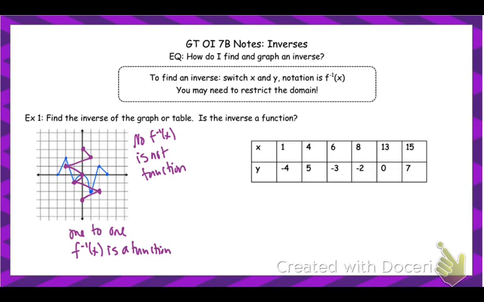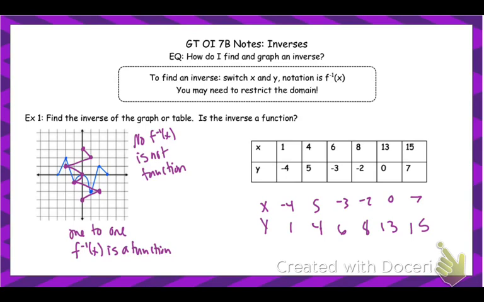All right, let's go ahead and look at a table. To find the inverse, again, same idea. We're just going to switch x and y. So -4, 1, 5, 4, -3, 6, -2, 8, 0, 13, and 7, 15. We do not have to change any of our positives or negatives. We don't need to change any of the values. We're just switching the x's and y's, and that gives you your new table.